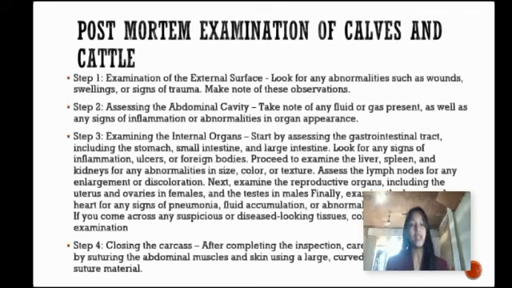Step number 8, closing the carcass. Once the inspection is complete, carefully close the carcass by suturing the abdominal muscles and skin using a large curved needle. Lastly, disposal. Ensure that all contaminated materials such as used tools, potentially infectious tissues, and gloves are properly disposed of according to biosecurity regulations and procedures.